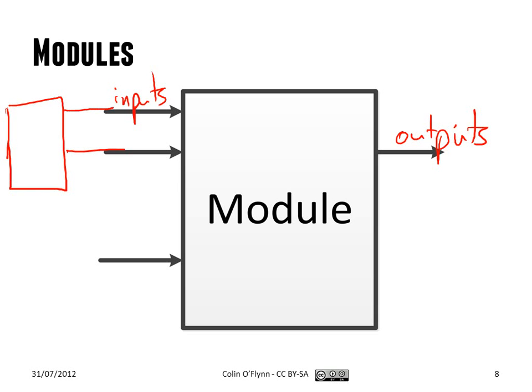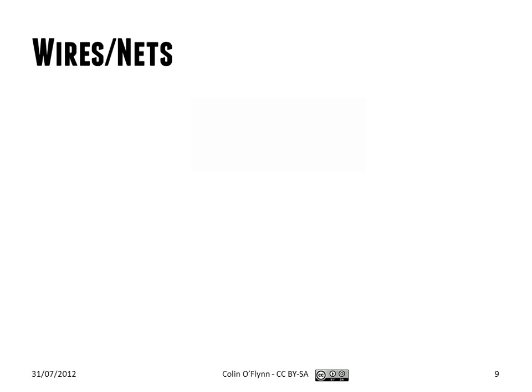You'll have memory modules, all sorts of stuff. And in that way, you don't have one massive design, but you create a block, you test it, it works, and then you put it into a bigger design. There's almost always this idea of wires and nets, and by this I mean wires and nets that have names.